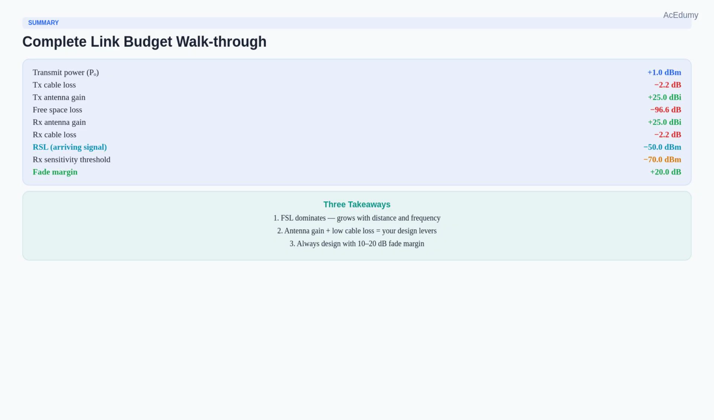3 takeaways. 1. FSL grows with distance and frequency. It dominates the link budget. 2. Antenna gain and low cable loss are the main design levers you control. 3. Always design with fade margin, at least 10 to 20 decibels, to handle real-world atmospheric effects.